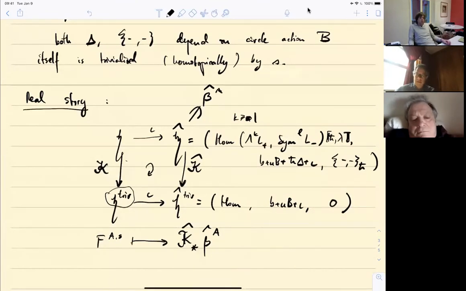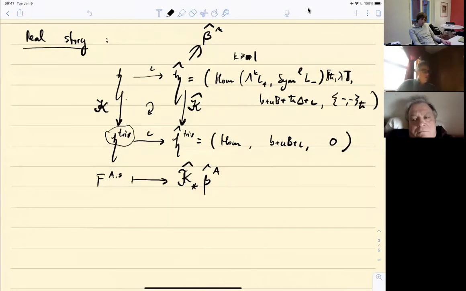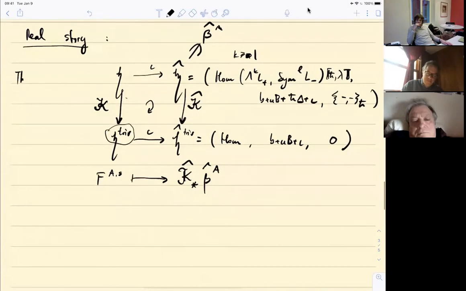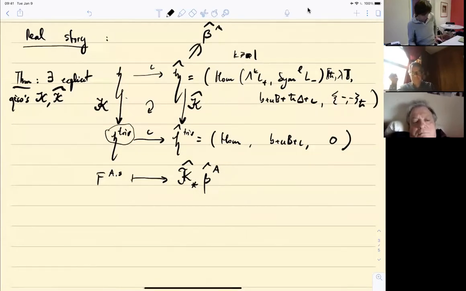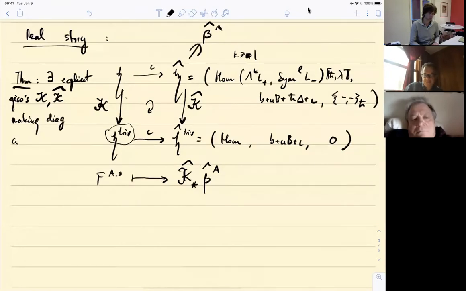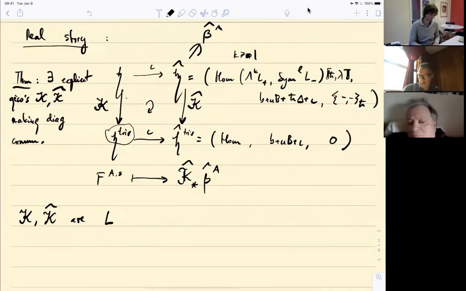All right. So now comes some combinatorics. It's inevitable that we cannot get rid of combinatorics. So maybe let me just say the theorem: there exist explicit quasi-isomorphisms K and K hat, making this diagram commutative. And K and K hat are L infinity algebra maps.